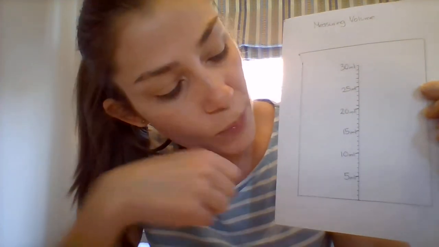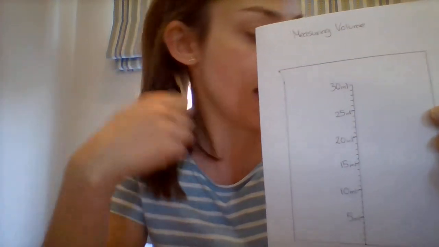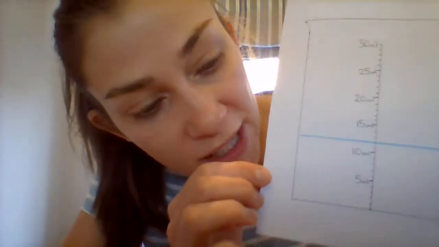So I think my midpoints are going up in 1 millilitre, but I'm going to check. 1 millilitre, 2 millilitres, 3 millilitres, 4 millilitres, 5 millilitres, 6 millilitres, 7 millilitres, 8 millilitres, 9 millilitres, 10 millilitres. Yes, I think I'm right. And then finally, what level does the liquid reach? So I'm going to draw my liquid in here. So I'm going to draw my liquid on my scale using a blue line because I'm imagining water.